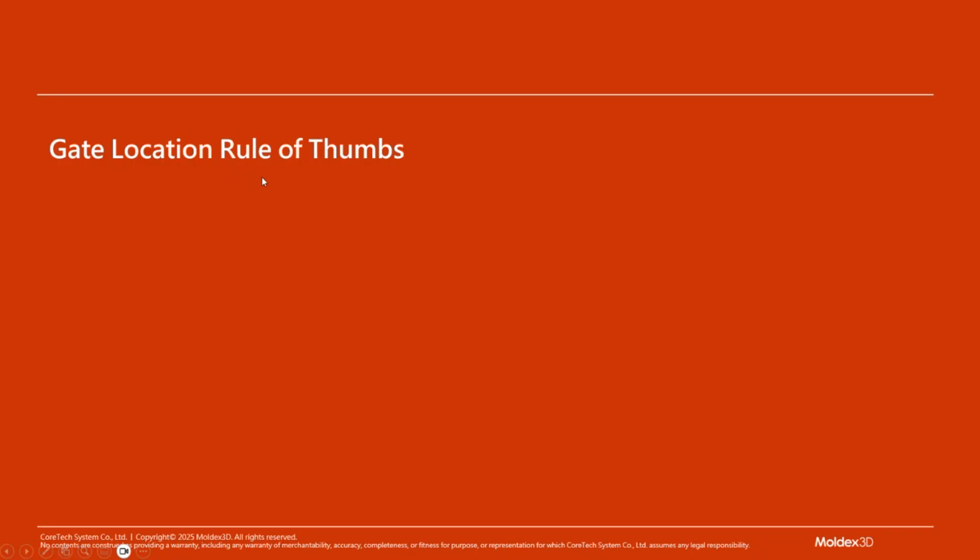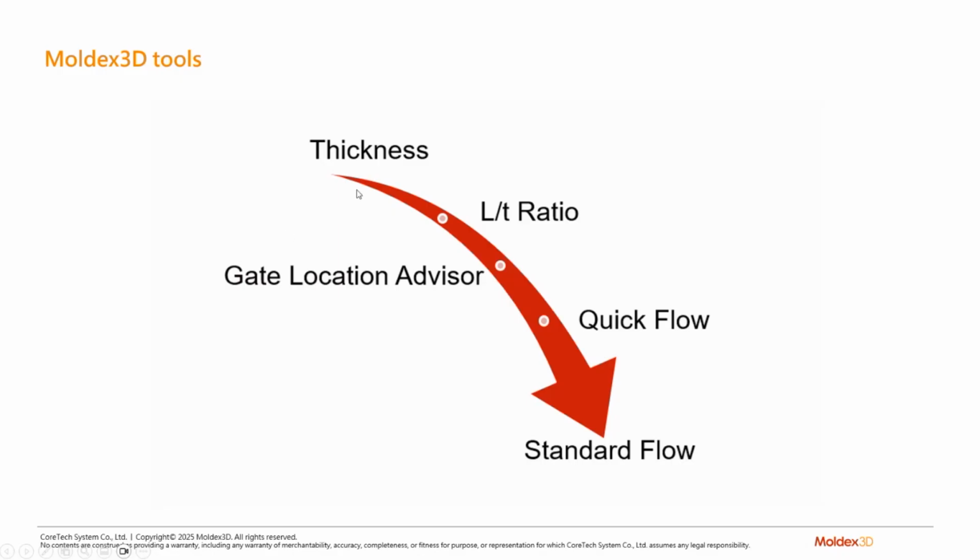All right, so as far as the gate location rules of thumb go, there's a workflow that we use. So first of all, we'll use the thickness tool to get a kind of premonition of what our flow is going to look like or where we need to consider putting a gate location.